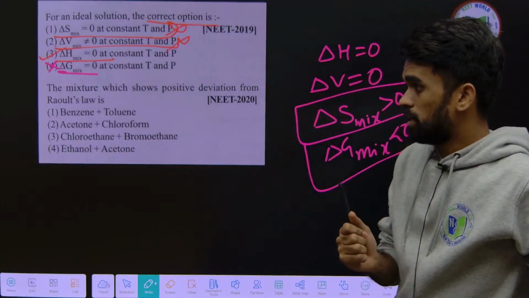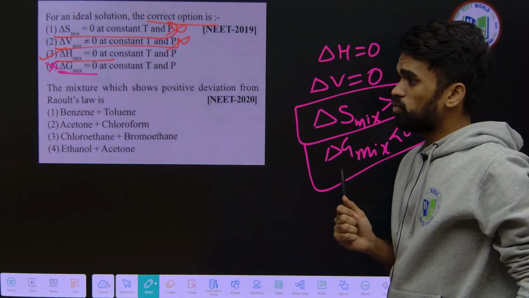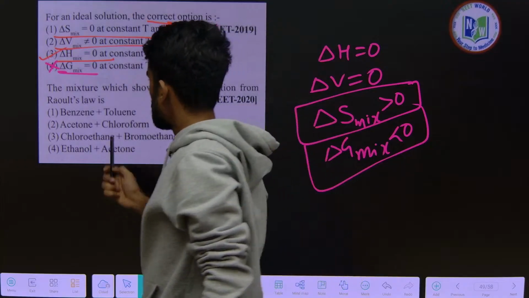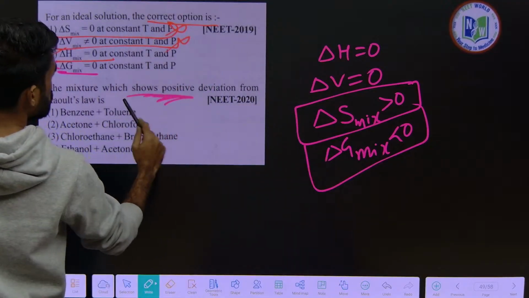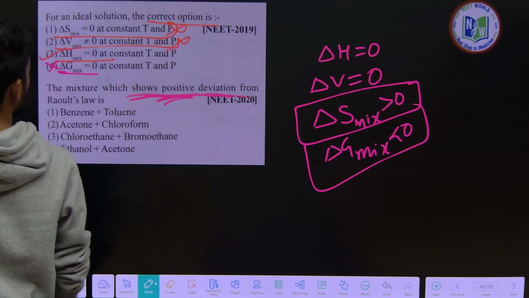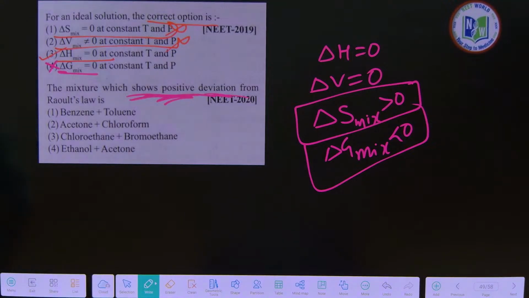If this is also clear, let us move forward with a few more questions. Next, can you answer me this one? Which one of the following will show positive deviation?